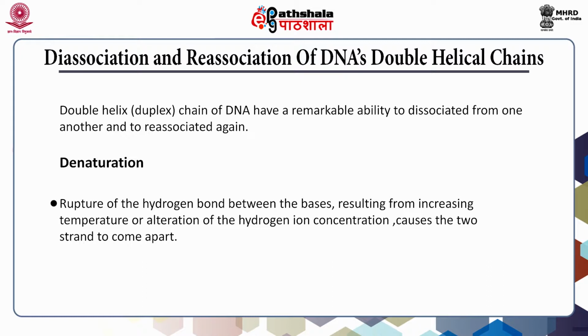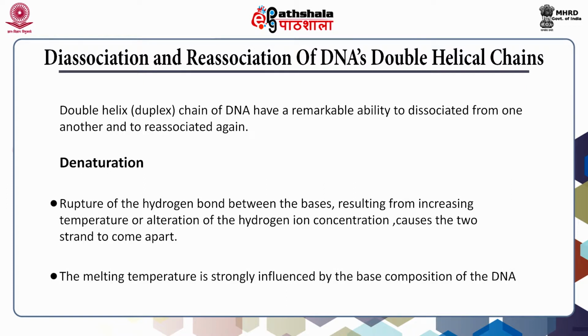The melting of the DNA can be studied by measuring the absorption of light at 260 nanometers. Melting causes unstacking of the base pairs, which results in increasing absorbance, also known as the hyperchromic effect. The melting temperature is strongly influenced by the base composition of the DNA. The DNA rich in GC pairs has a higher melting temperature, Tm, than DNA which has a higher proportion of AT pairs.